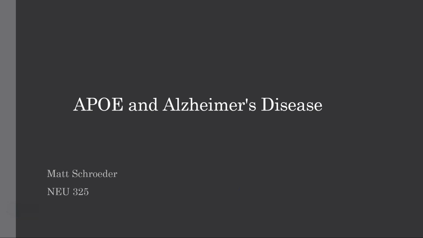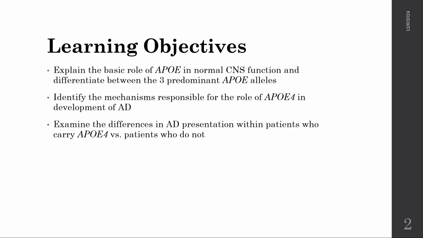Today I'll be discussing APOE and its role in the development of Alzheimer's disease. Our learning objectives are to explain the basic role of APOE in normal CNS function. We'll identify some mechanisms responsible for the role of APOE4 in development of Alzheimer's, and we'll examine the differences in Alzheimer's presentation within patients who carry APOE4 versus patients who don't.